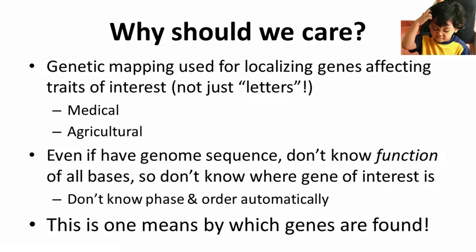agricultural interest, for example. And yes, even though you have a genome sequence for many species, including humans, we don't know the function of all the bases. So we don't necessarily know where the gene of interest is. We don't necessarily know just by having a genome sequence, there's the spot that causes Alzheimer's when it mutates. And we also don't know the phase or order of genes automatically. This is the procedure by which genes are found.